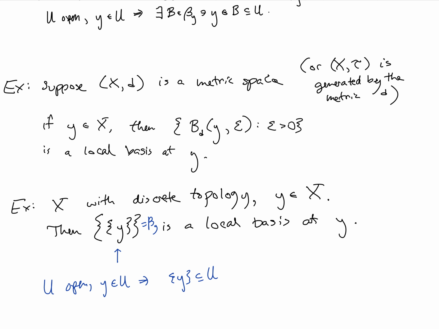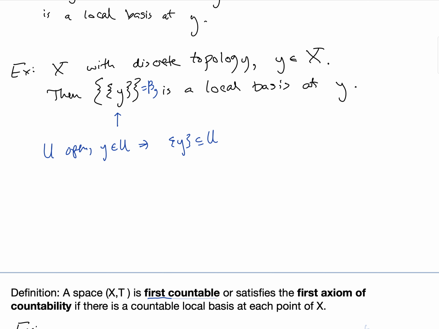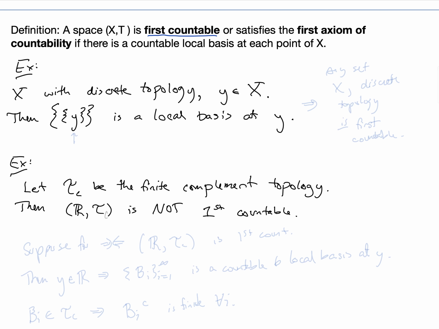Great. So here's a new definition for us. A space (X, tau) is first countable, or we could also say that it satisfies the first axiom of countability, if there is a countable local basis at each point of X.